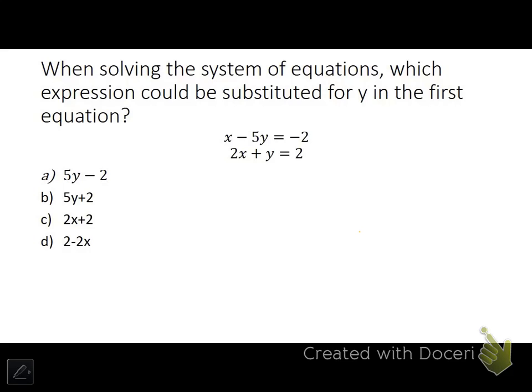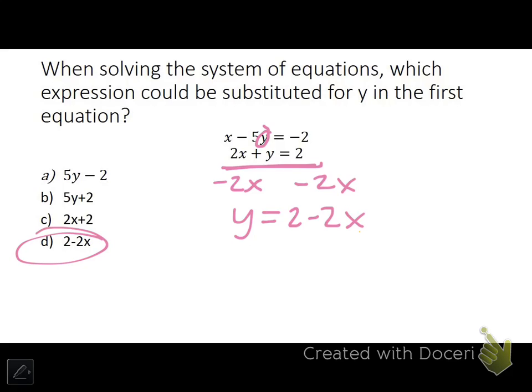When solving the system of equations, which expression could be substituted for y in the first equation? Okay, so we're substituting y, so that means we've got to get this second equation to be y equals. So let's subtract 2x from both sides. So y equals 2 minus 2x. Is that one of my answers? Yes, it is. Because then we could plug this in for y. We'd be substituting y.